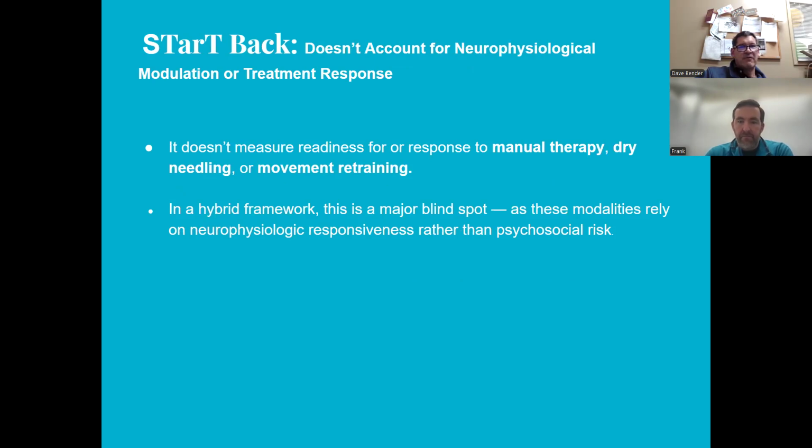And again, it doesn't really account for the neurophysiological modulation or treatment responses. This is not going to predict whether this person is going to be a good candidate or a poor candidate for manual therapy or dry needling. A high risk person may respond really, really well to dry needling for the myriad of neurophysiological pain modulatory components that it has. So in some ways it's not really going to help you in predicting this person.